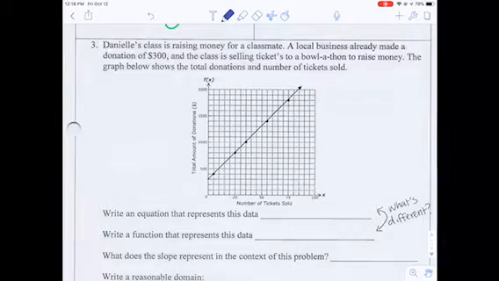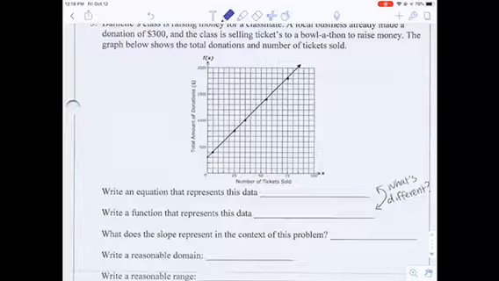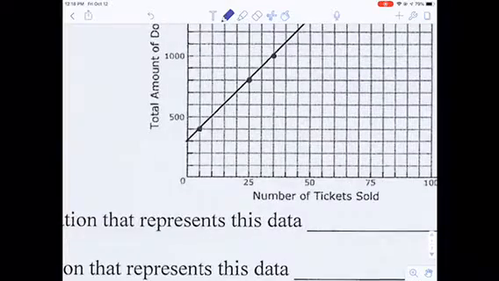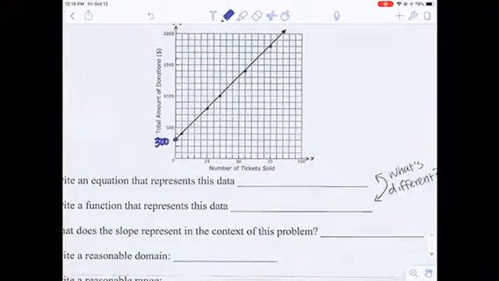Problem 3, Danielle's class is raising money for a classmate. A local business already made a donation of $300, and the class is selling tickets to a bowl-a-thon to raise money. The graph below shows the total donations. They ask us to write an equation that represents this data. We can see that it starts at a y-intercept of 300.